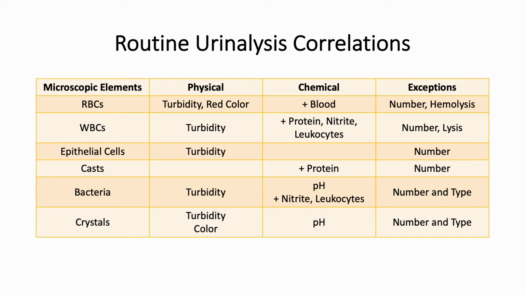So microscopic results should be correlated with the physical and chemical findings to ensure the accuracy of the report, and specimens in which the results do not correlate must be rechecked for both technical and clerical errors. So here, this table would show some of the more common correlations in the urinalysis.